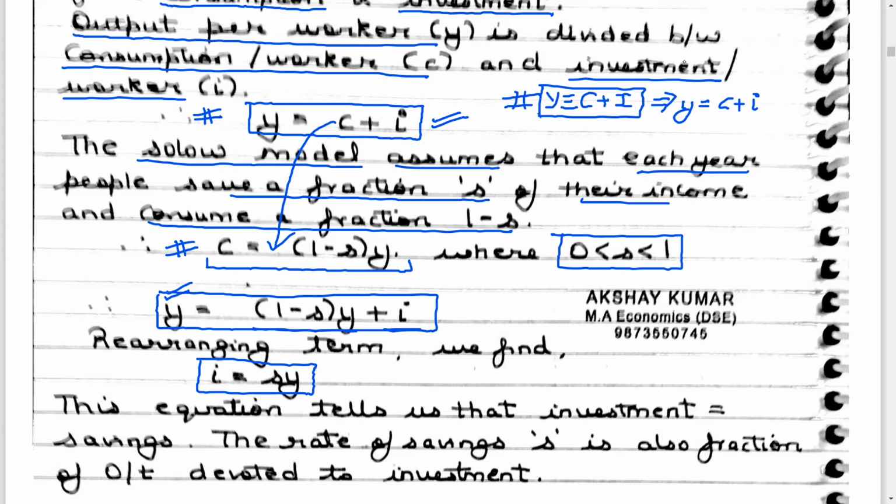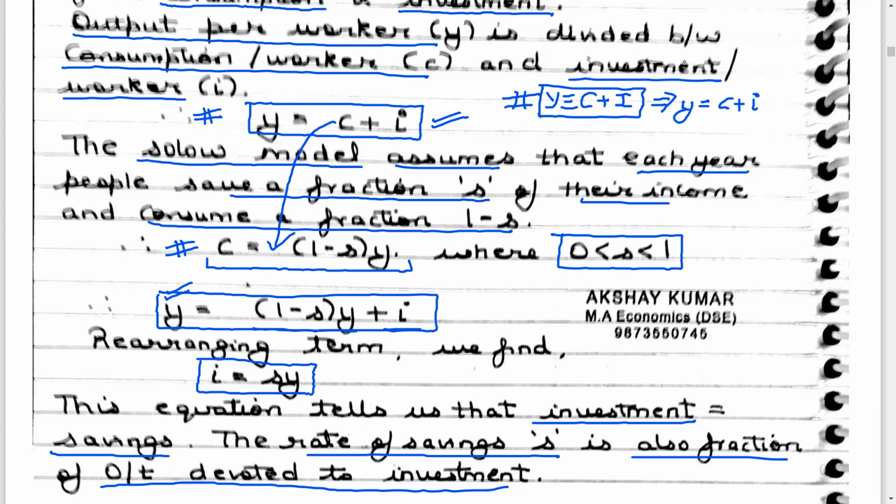What is it telling you guys? I stands for investment per worker. s into Y stands for savings per worker. So the above equation tells us that investment is exactly equal to savings. Okay, so I hope that students are clear till here. So the rate of savings, which is small s, is also the fraction of the output devoted to investment. All of us know, guys, in equilibrium, investment is always equal to savings. Planned investment equals planned savings.